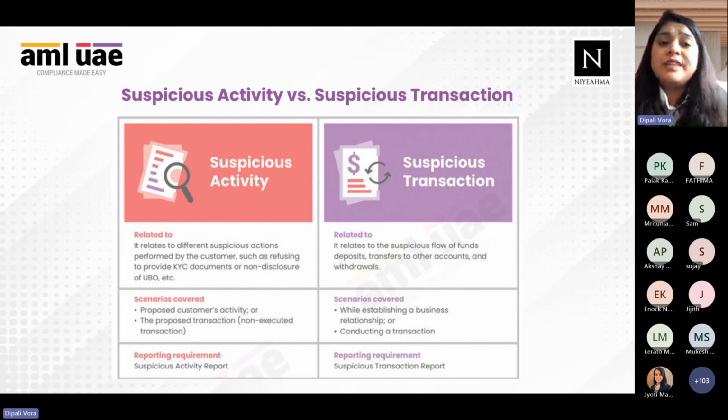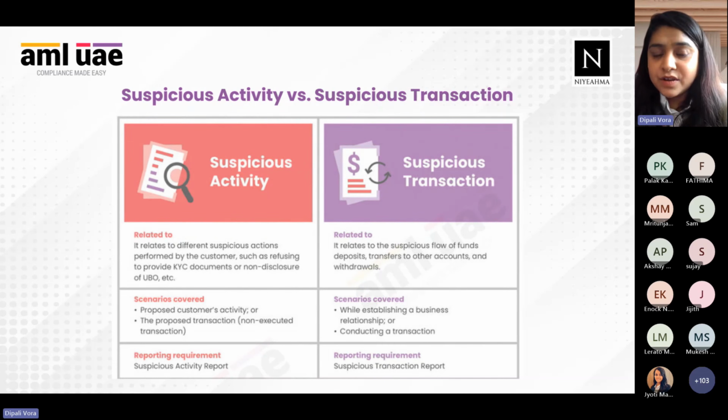And in that case, you will file a suspicious activity report. Whenever the transaction is already done, completed, but later on you realize that the transaction which I had done in the past was a suspicious one, you can file a suspicious transaction report.